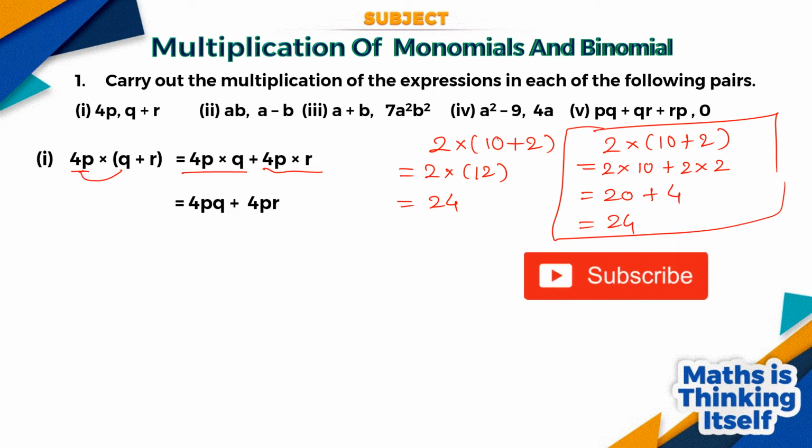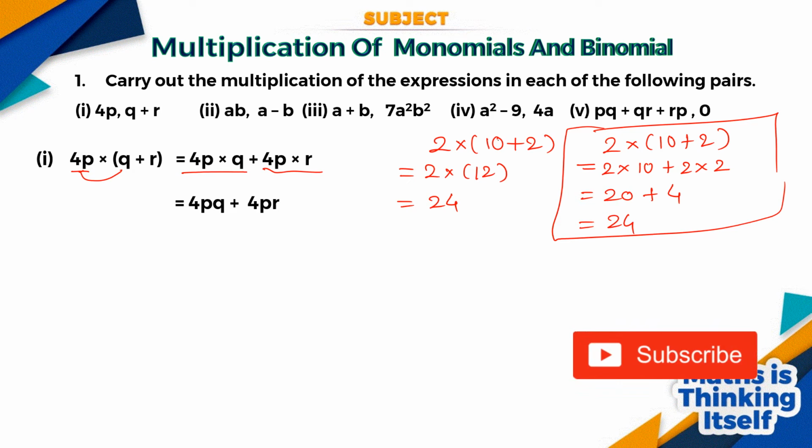Now next example, ab multiplied by a minus b. So here we have to multiply ab with the first term, that is a, then ab is multiplied with b, and between them the operator stays as it is. Don't change the sign. Here is a subtraction operation, so put the subtraction sign. Then after that you have to multiply variable with variable. There is no numerical coefficient.